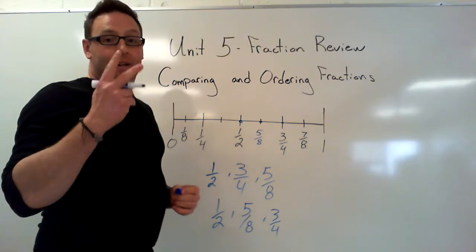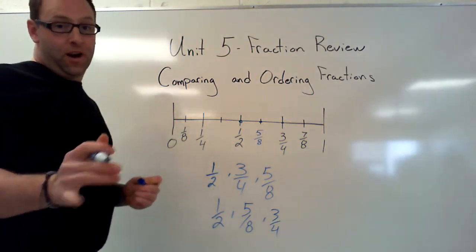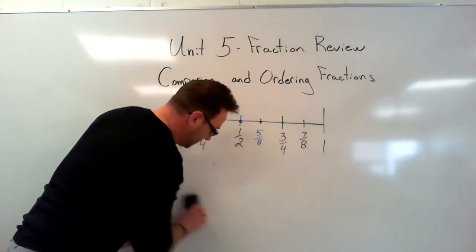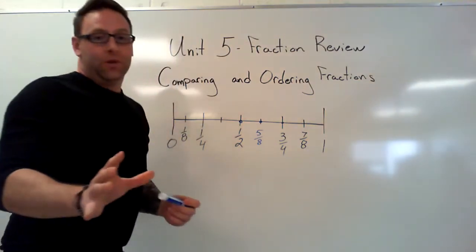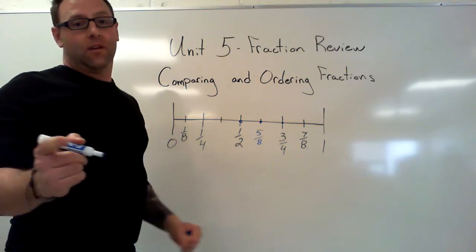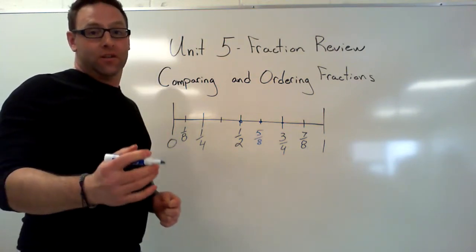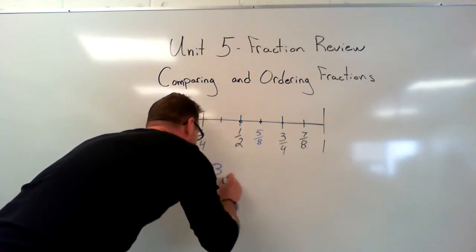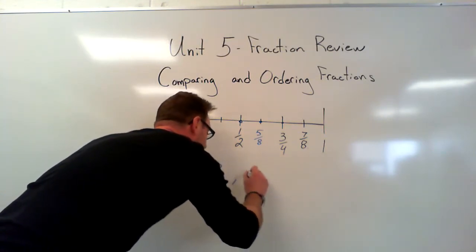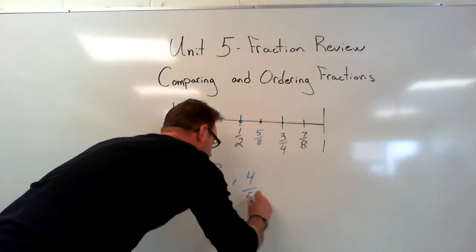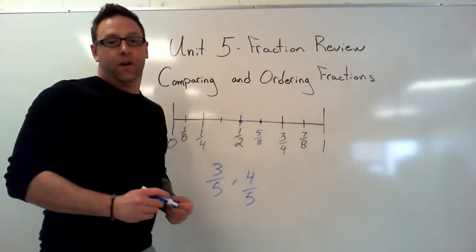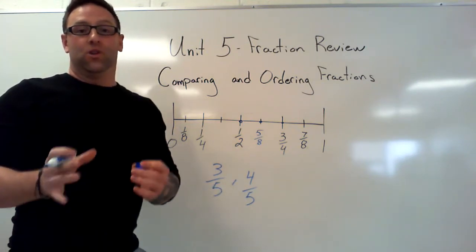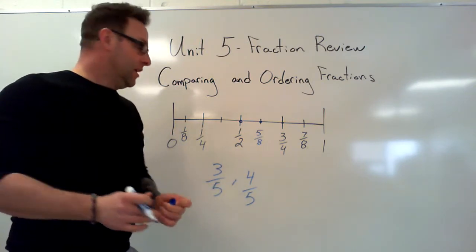Now, next part, we're going to compare fractions. Get rid of these. How do we compare fractions? Well, let's take a quick example of fractions that have the same denominator. Here I've got 3 over 5 and 4 over 5. These fractions have the same denominator, so it's really easy to compare them.